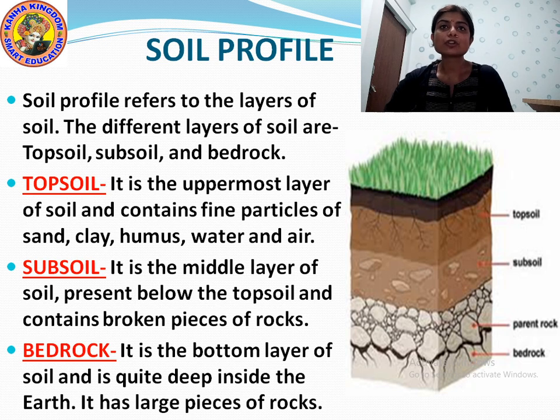Topsoil is the uppermost layer of the soil and contains fine particles of sand, clay, humus, water and air. This topsoil contains all the essential things that are required to be in the soil. Those are sand, clay, humus, water as well as air. Understood? Then what is subsoil?